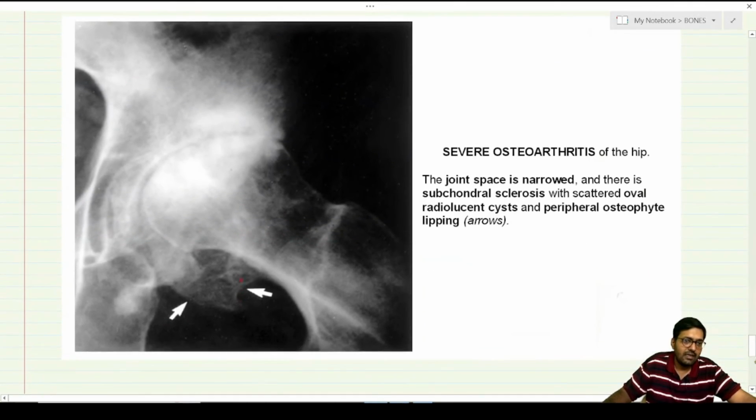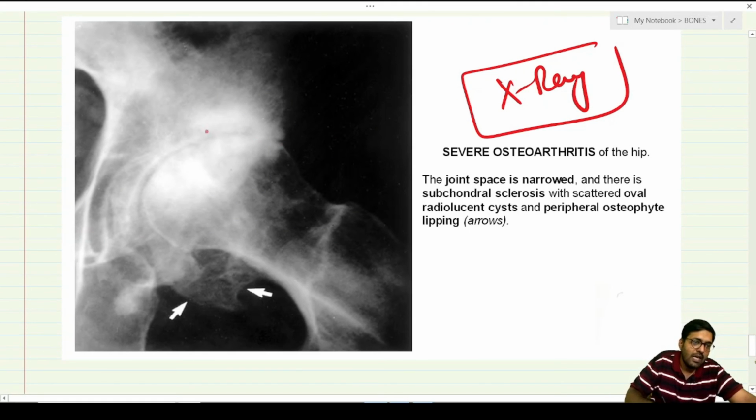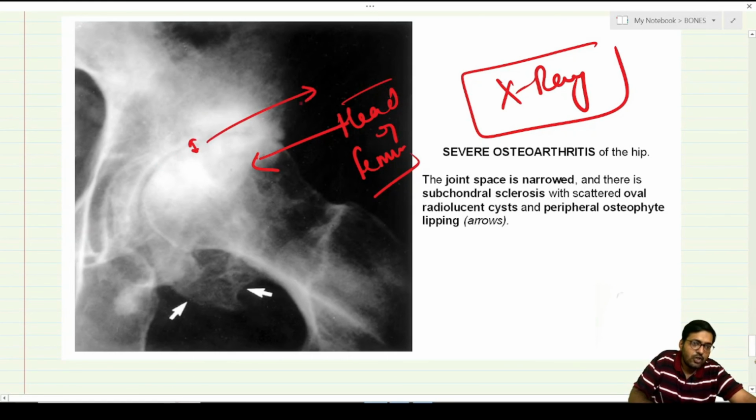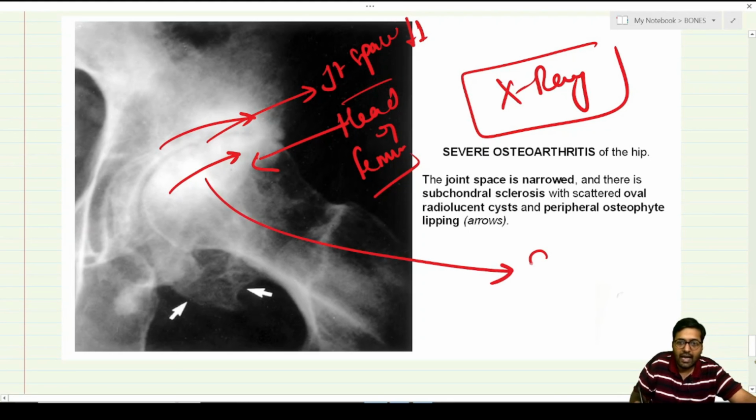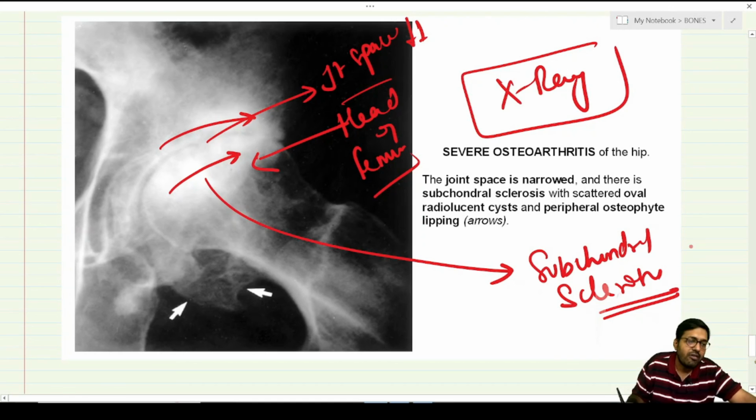Coming to this last diagram, the X-ray changes of severe osteoarthritis. What I want to tell you, can you appreciate, this is basically the head of the femur. Now what has happened over here, can you see the joint space? The joint space is completely decreased. You cannot see the joint space. This is the subchondral space, as you can appreciate, it is completely white. So this is called subchondral sclerosis.